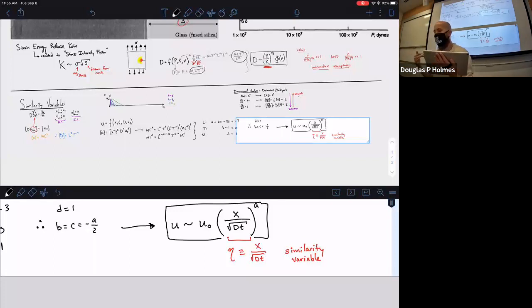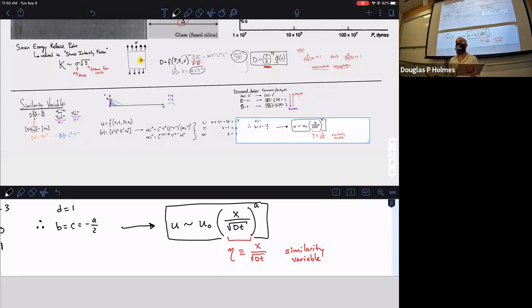It also allows us to write our U, our concentration that we're trying to solve for, in terms of just one variable, eta, instead of x and t. This makes our problem that started as a partial differential equation, which is hard to solve, turn into an ordinary differential equation, because the only thing we need to take derivatives of is eta. We can just take U with respect to eta.